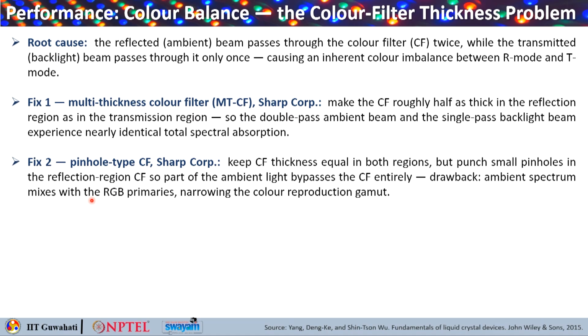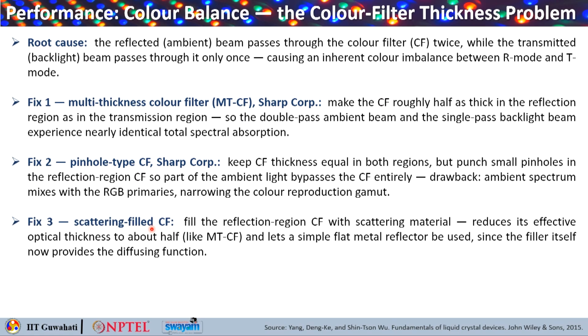The second fix could be a pinhole type color filter, which is again introduced by Sharp Corporation. Here you keep the color filter thickness the same for both regions, but punch small holes in the reflection region so that the ambient light passes the color filter entirely. However, a drawback is that the ambient spectrum mixes RGB primaries, so that basically narrows the color spectrum range, or the gamut.